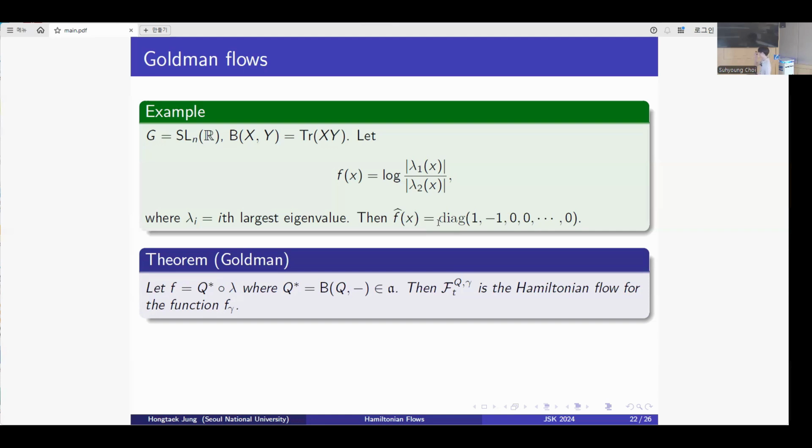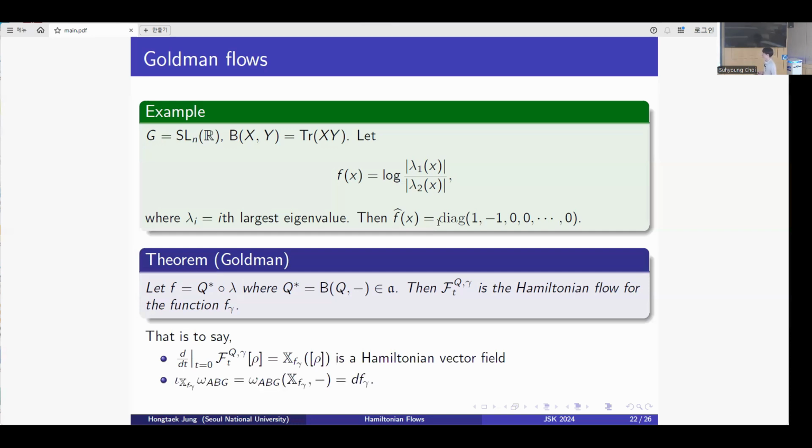So this is the theorem of Goldman, and that is to say, this means that the Hamiltonian, this is the definition of Hamiltonian flows, and this being a Hamiltonian function means that if you evaluate your Atiyah-Bott-Goldman symplectic form, contracted with the Hamiltonian vector field, we have the d of f of gamma. This is what I mean by f is the Hamiltonian function of your Goldman flow.